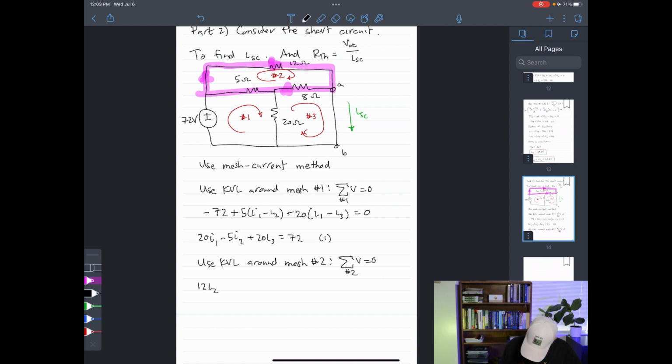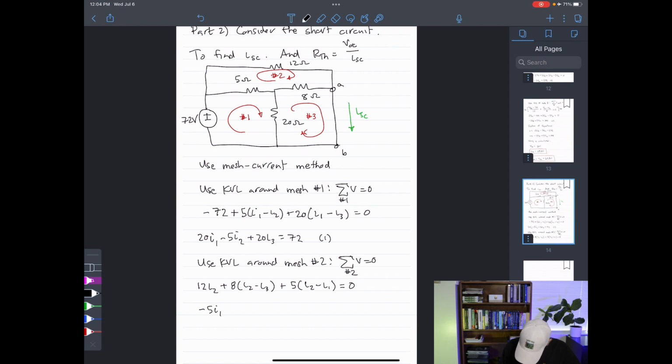I can clean this equation up as well. So I have minus 5 I1s from the last term. I have 8 I2s from the second term, and then 5 I2s from that one. Similarly, 12 from that. So 12 plus 8 is 20, plus 5 more, that is plus 25 I2s. And then lastly, minus 8 I3s. Those must add up to 0. This is going to be my second equation.